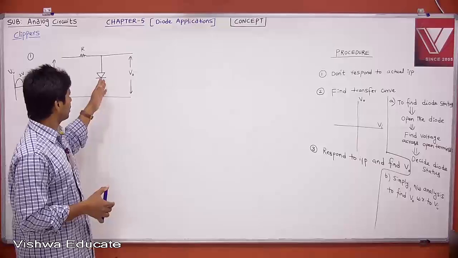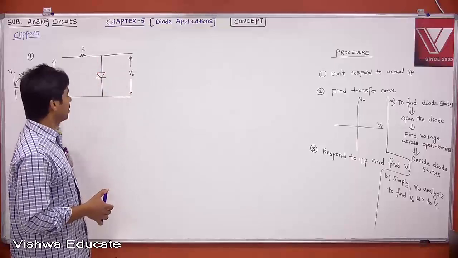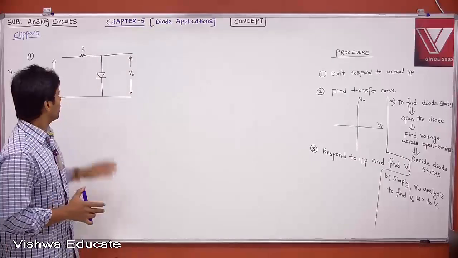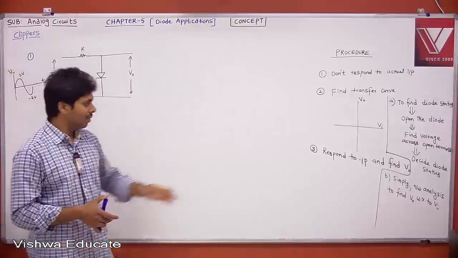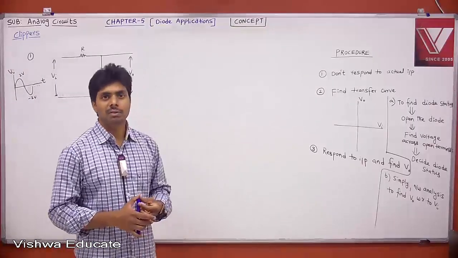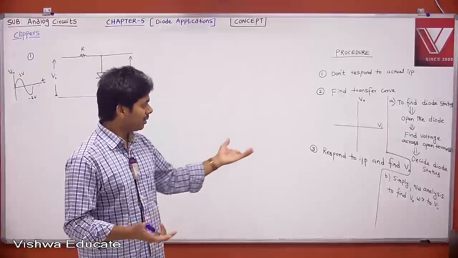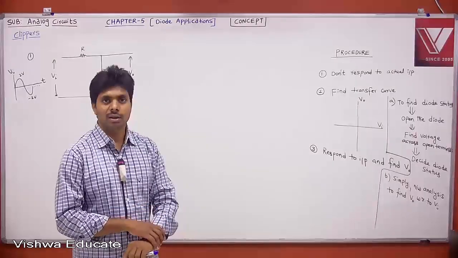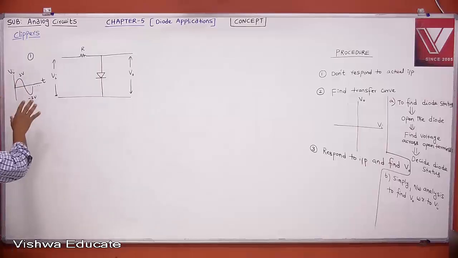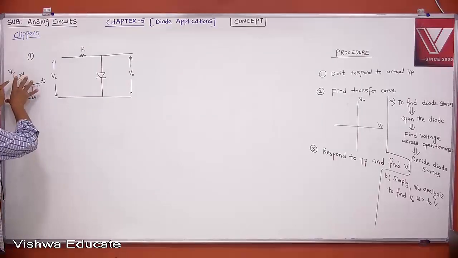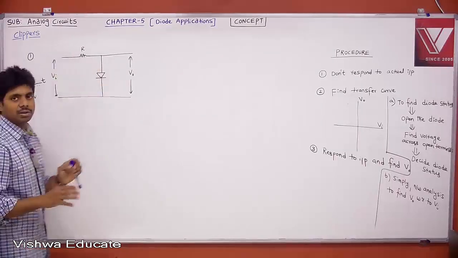Once you know the diode status, whether it is on or off for different values of your input, then it is simply network analysis. Then try to get the relation between V0 and Vi. Therefore, you will get the transfer curve. Once you get the transfer curve, then respond to your input, you will get the answer. Okay, this is very easy. Even though you have a trapezoidal input, don't get confused with respect to the type of input. Try to get the transfer curve, you will get the answer.